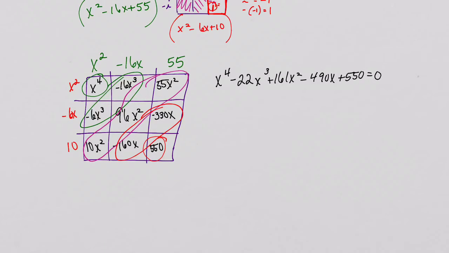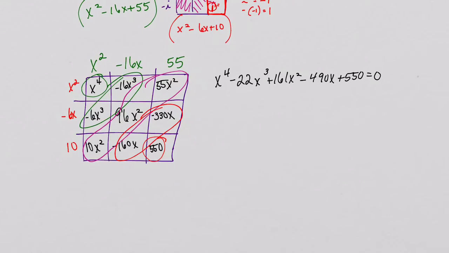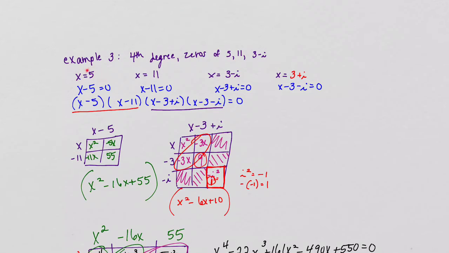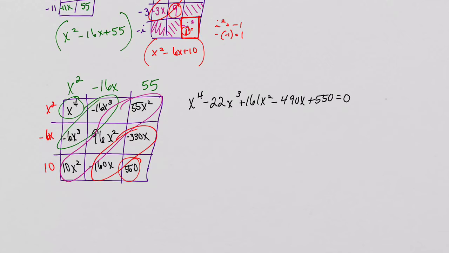I did check in my calculator. I put this expression here into y1 equals. I checked on the table: when x was equal to 5, y was equal to 0. When x is equal to 11, y is equal to 0. I can't check these imaginary ones in my calculator, but since these solutions were there, I'm going to assume that the others were there. So this is my final answer to that example.